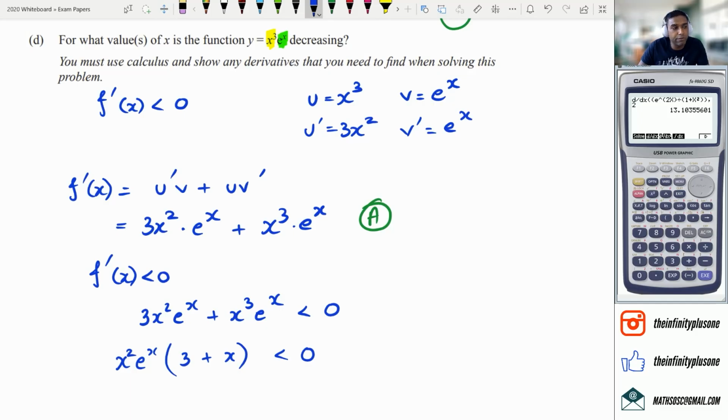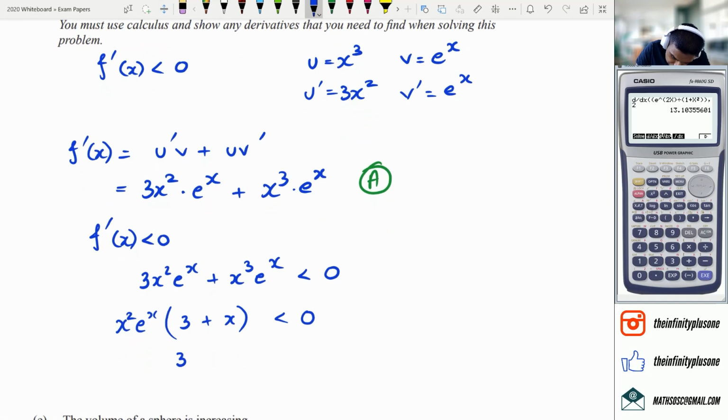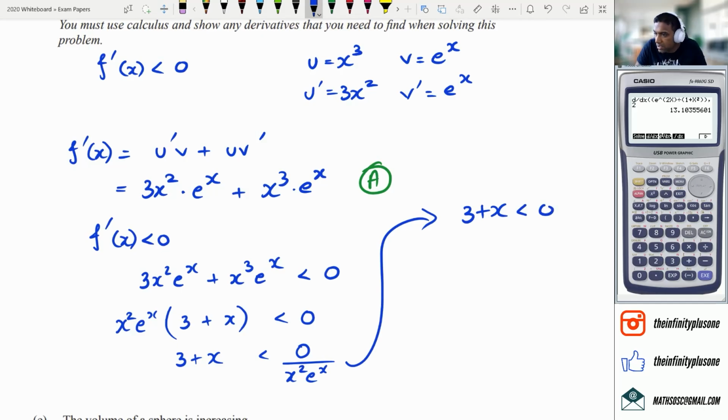Remember that 0 divided by any number is 0. So we're going to rewrite this as 3 plus x is less than 0 divided by x squared e to the power of x, which means that's now just 0. Rearranging this, we've got x has to be less than minus 3, which happens to be your final answer. The grade that you're going to get for this particular question is a merit for that last bit.